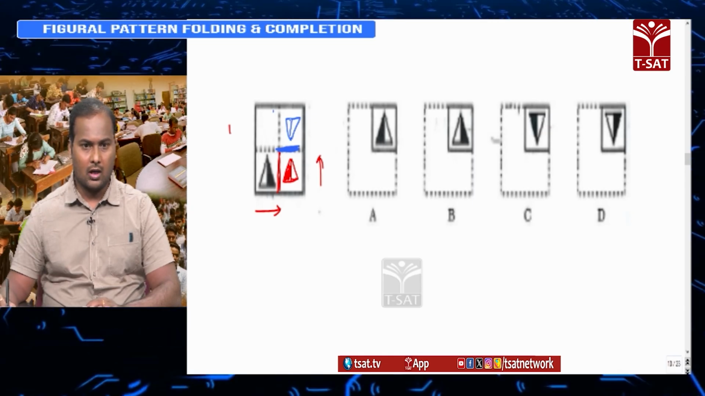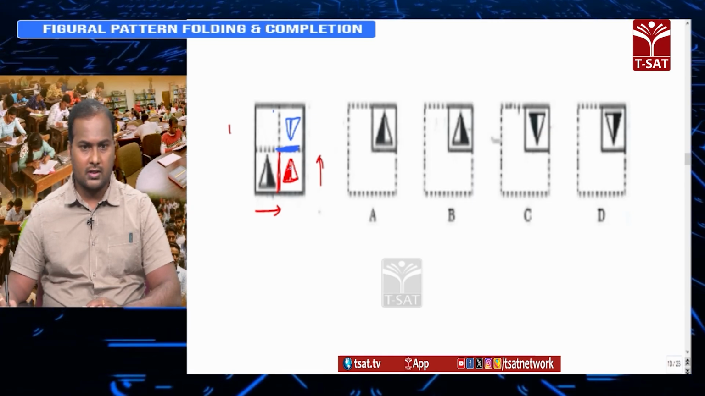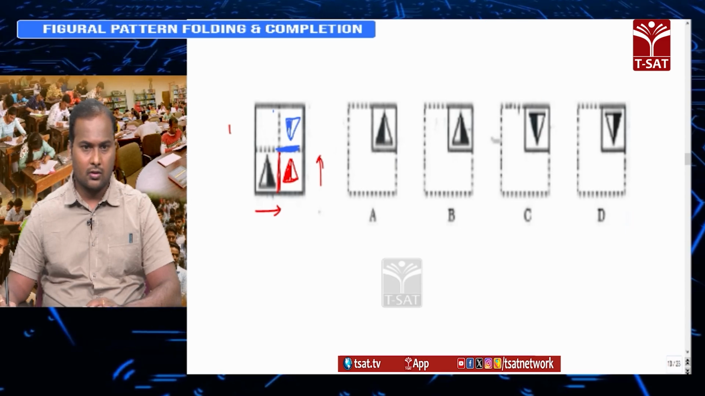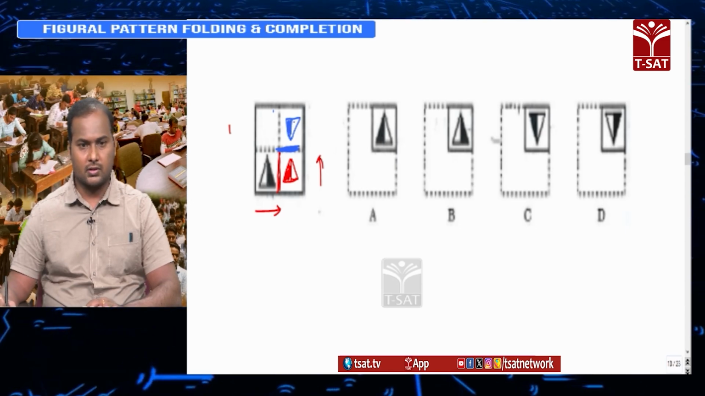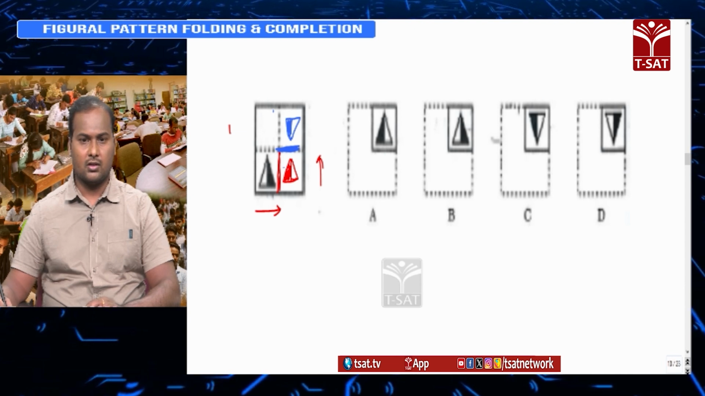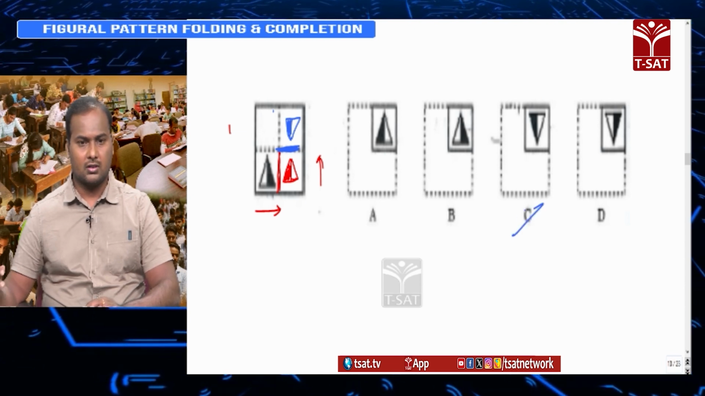Now you can draw a line, and you know that the side will not change, this will be on the same side. So the dark portion will be on the same side. So this dark portion now is your answer. Check the options. So your answer is option C.